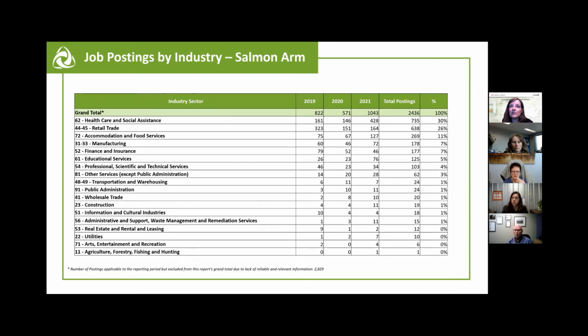Again, this shows a bigger breakdown for you so that you can see what some of those other sectors are. For instance, in Salmon Arm, our manufacturing, you can see that all through the pandemic there's still a drop in 2020, but still 46 job postings.